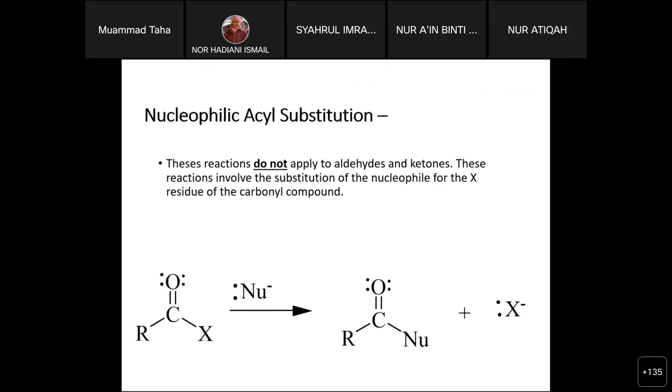Nucleophilic acyl substitution. These reactions do not apply to aldehydes and ketones, as we have already discussed, because their leaving groups are very weak. They cannot do these reactions, because hydrogen and a carbon chain cannot leave, so these reactions are not possible. Okay, go to the next slide.